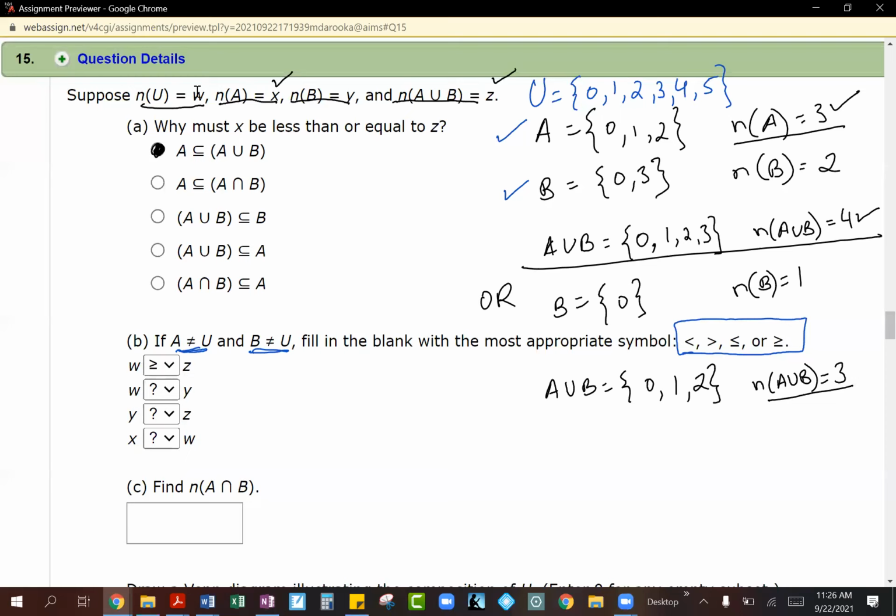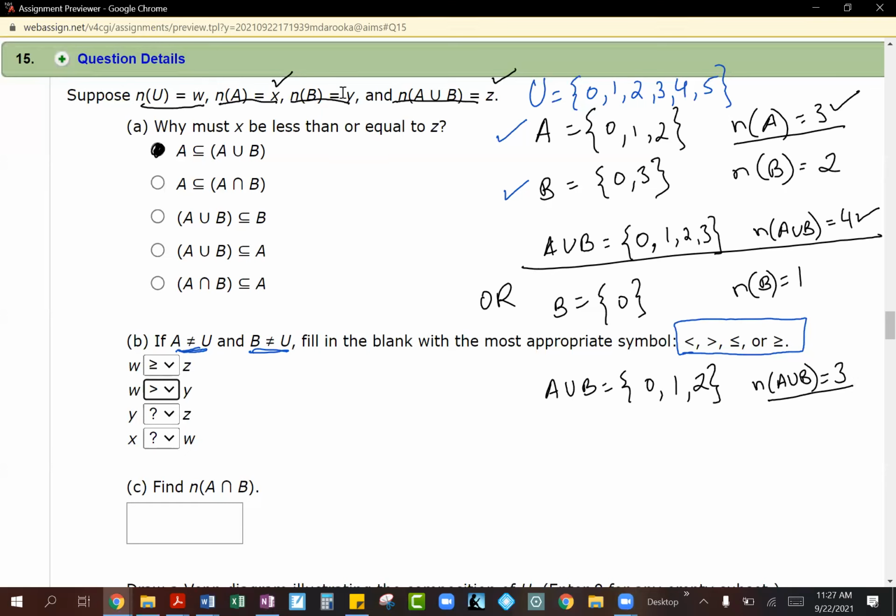What do you think between W and Y? So again, W is for the universal set, Y is for set B. Y is less than W. Okay, Y should be less than W, because if you think about B being a subset of the universal set, then that means Y has to be less than W. So when you're using these inequality symbols, remember the smaller end or the pointed side faces the set which will be smaller, the number which will be smaller.